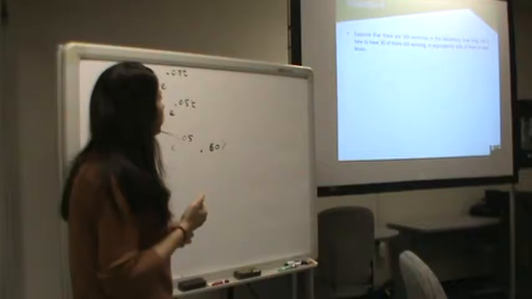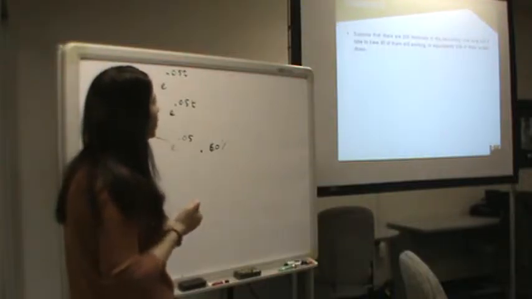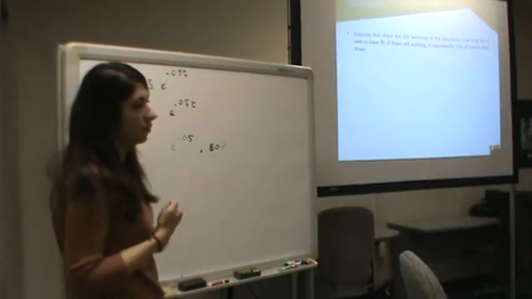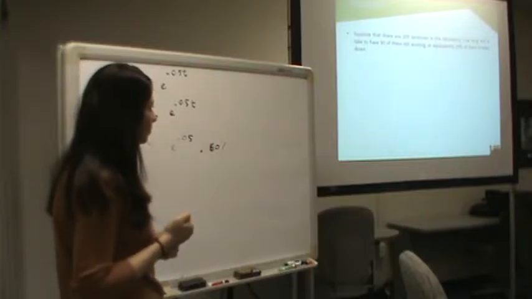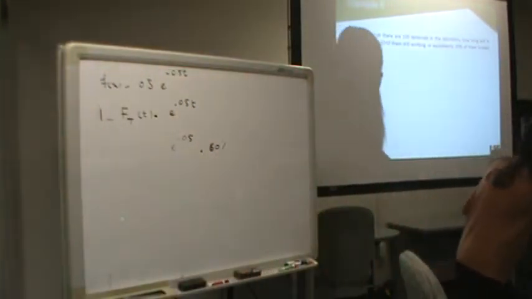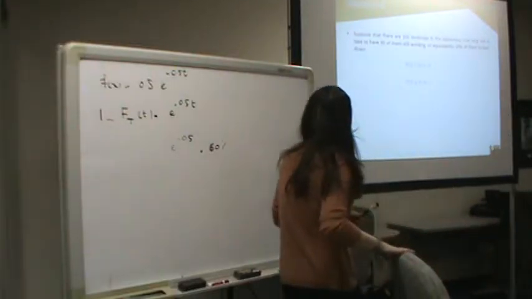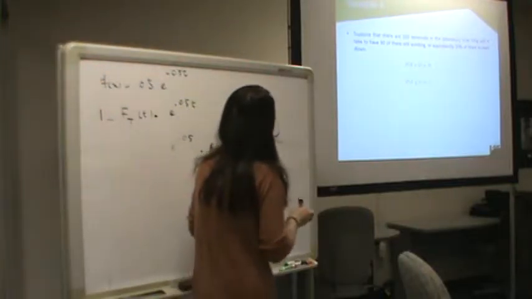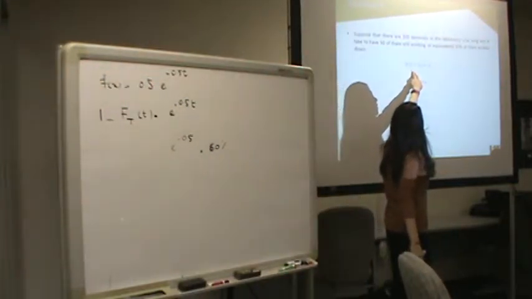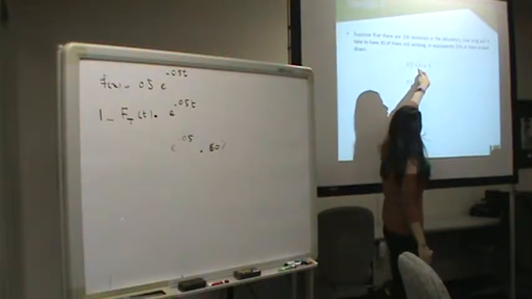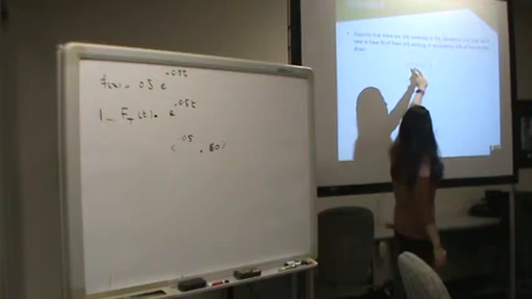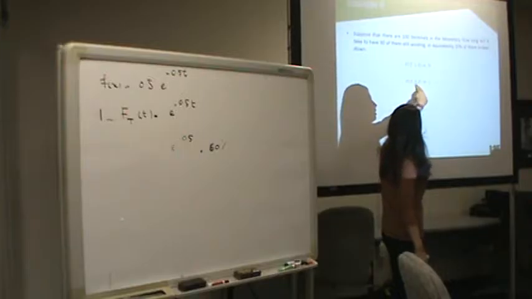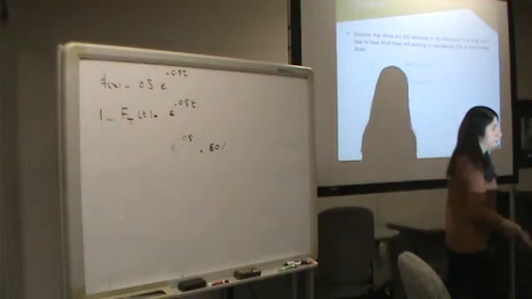Suppose that there are 100 terminals in the lab. How long will it take to have 90 of them still working, or 10% of them broken down? We just wanted to write it as the formulas. So it's going to be P of t greater than something we don't know, because we don't know how long it will last, is equal to 90%, or the probability that the age of that one is less than that number is 10%.